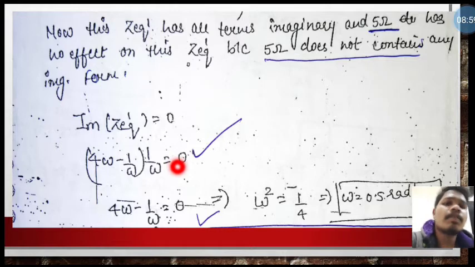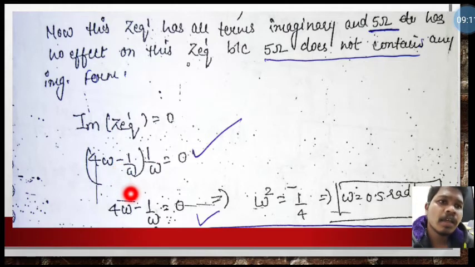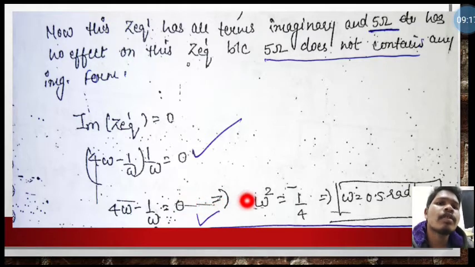After taking omega to the right hand side, omega into 0 is equal to 0. So the left part is 4 omega minus 1 divided by omega. So 4 omega is equal to what? 1 divided by omega, or you can also write omega square is equal to 1 divided by 4, or omega is equal to root over 1 divided by 4. So root over 1 divided by 4 is what? Omega is equal to 0.5 radian per second.